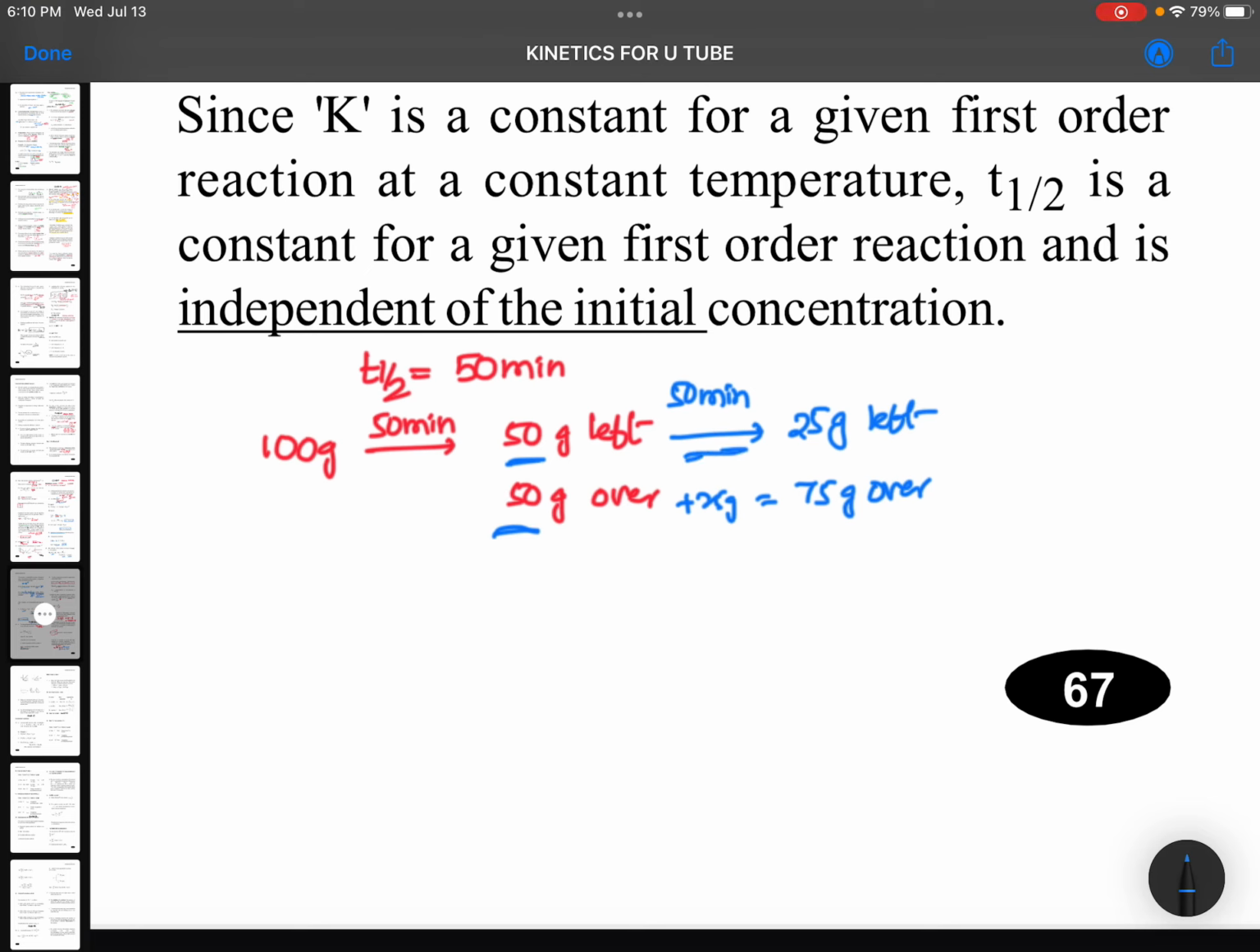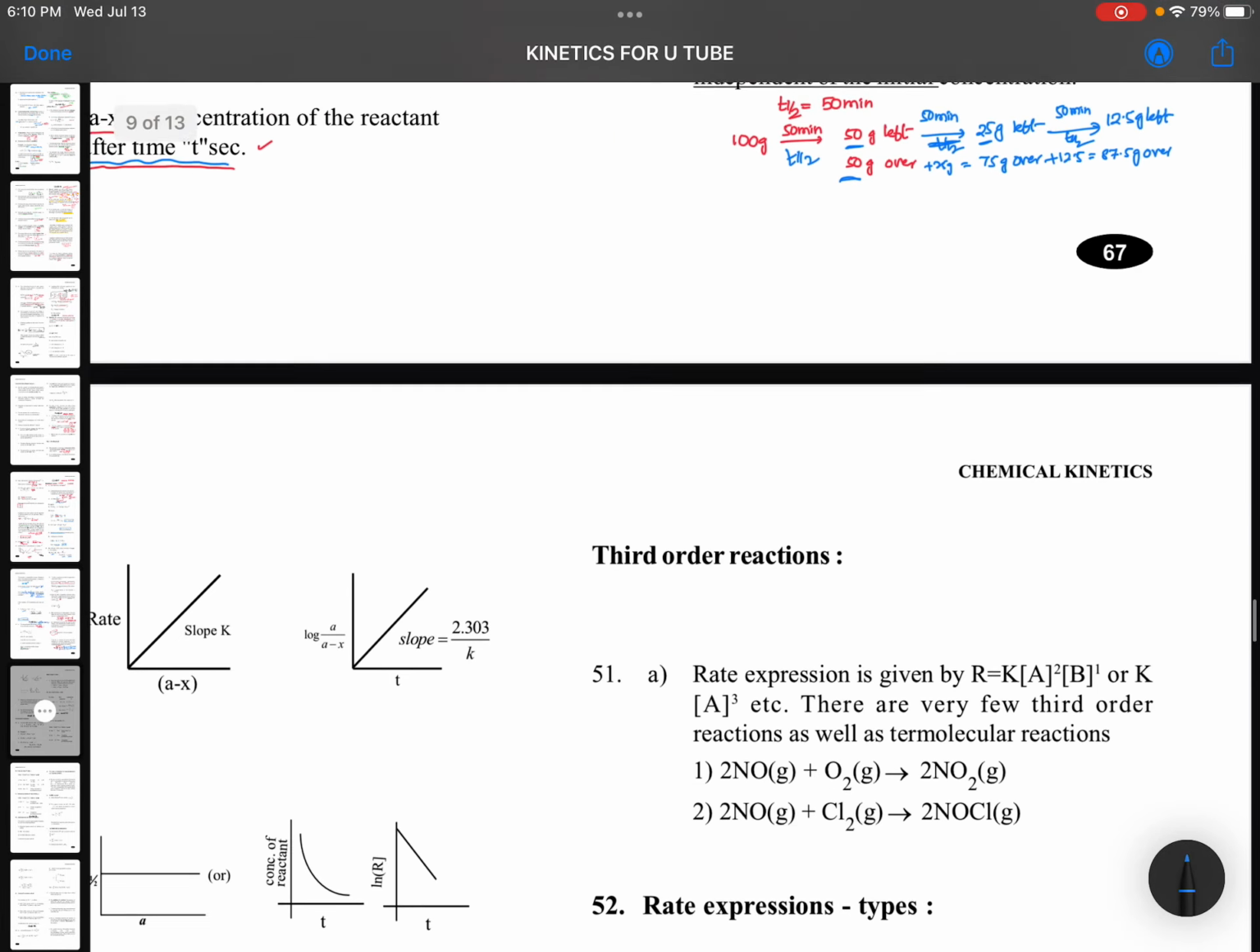In this particular step, completed is 25, overall 75. Again, if you take 50 more minutes, in this half, that is 12.5 grams left. And again to this you can add 12.5, that is 87.5 grams. Till now it is over after 3 half-lives. This is t half, this is again t half, this is one more t half. So these kinds of questions are very common, and of course very important questions too.